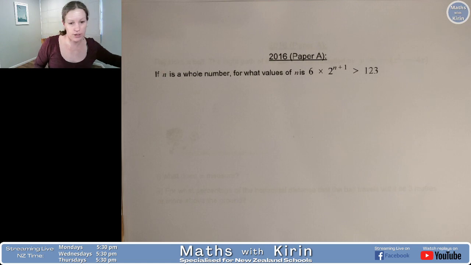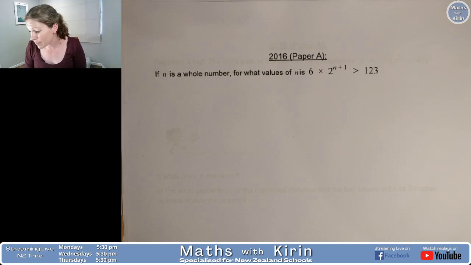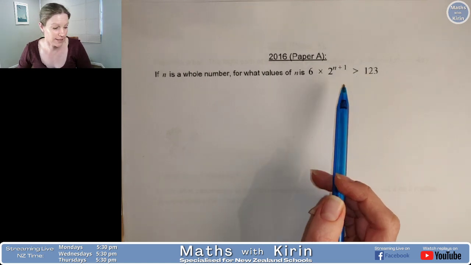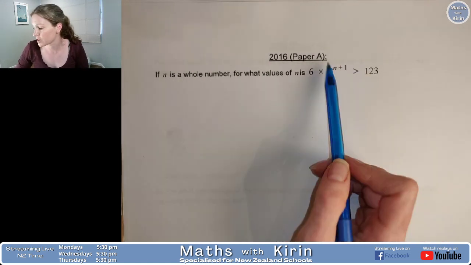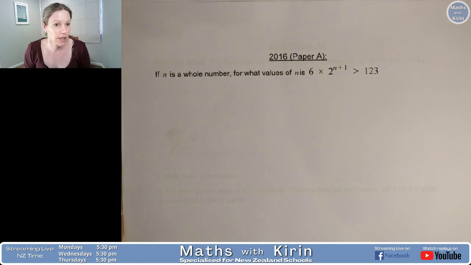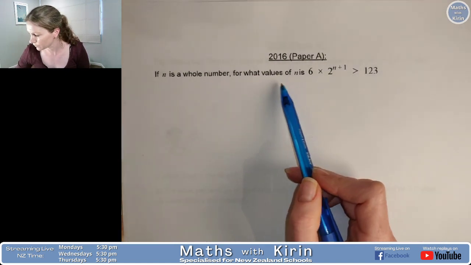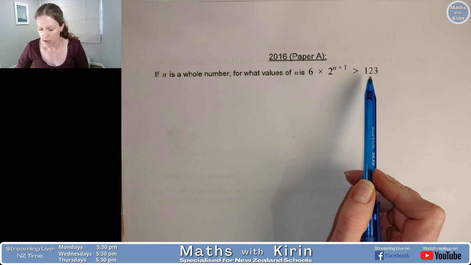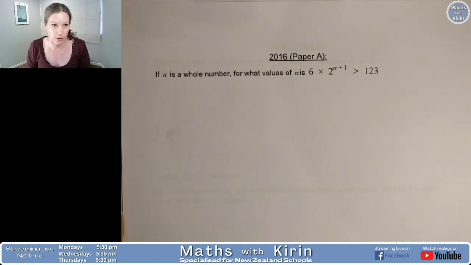Moving on to question number 2. The second question comes from the 2016 paper. This is similar to what we were looking at yesterday in lesson 7, so exponential equations, because we've got a power. So the question is asking, if n is a whole number, for what values of n is 6 times 2 to the power of n plus 1 greater than 123?